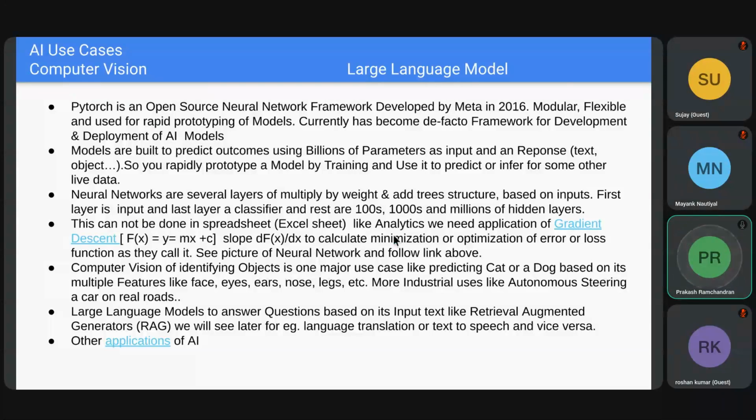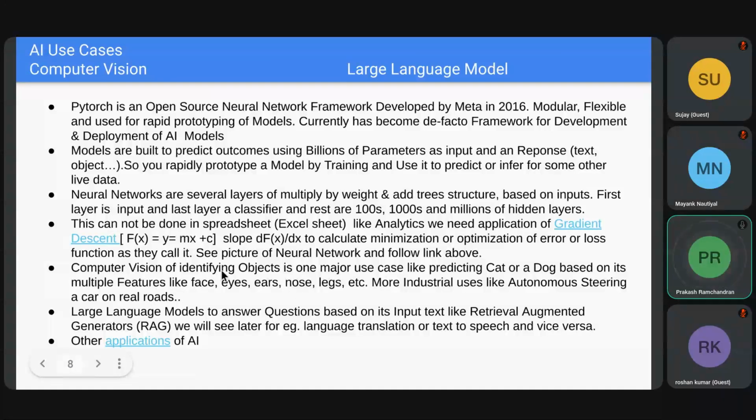Gradient descent is nothing but f of x, y equal to mx plus c, then df, the differentiation when you do it, is nothing but slope, and slope of slope of slope, you can keep on doing n number of times, infinite times, and that is the analytics. In an Excel sheet you can do analytics, but not with this big number of millions of data and millions or billions of layers. So gradient descent is formulated and PyTorch can execute that very well.